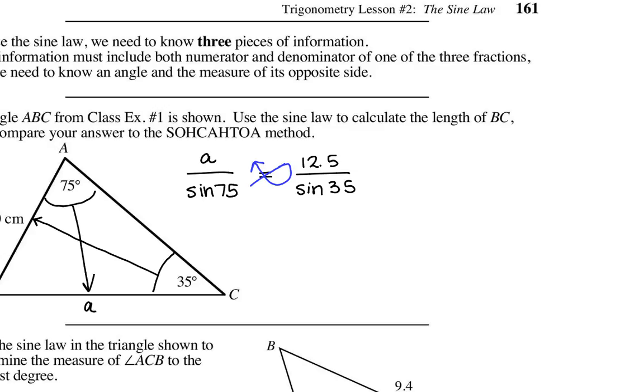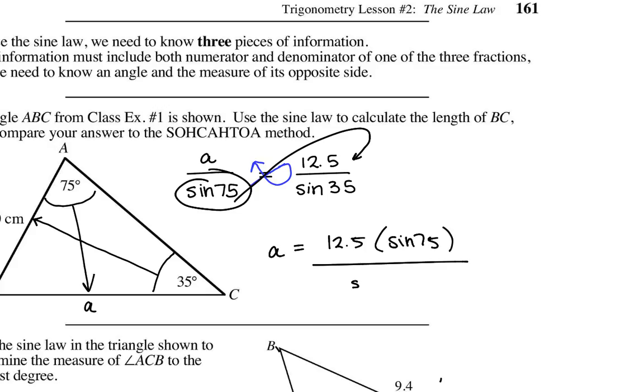The sine 75. So where's that sine 75 going to go? It can only go right there. So to properly write this out, you would have 12.5 multiplied by sine 75 over sine 35. Okay? Which is the exact same thing as that blue cross multiply would have been. Okay, so that's the proper way to write it out.